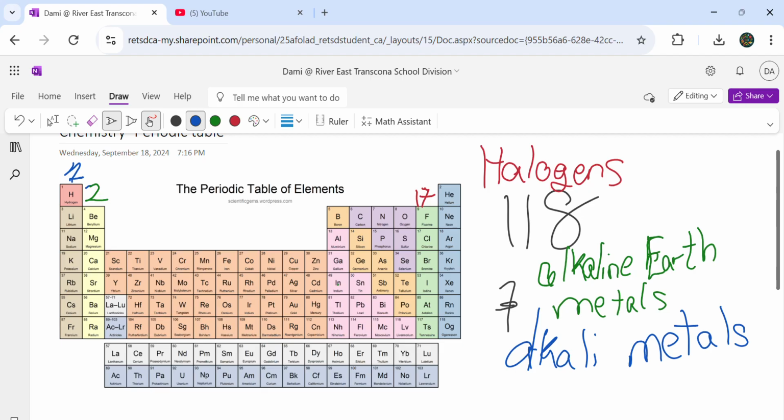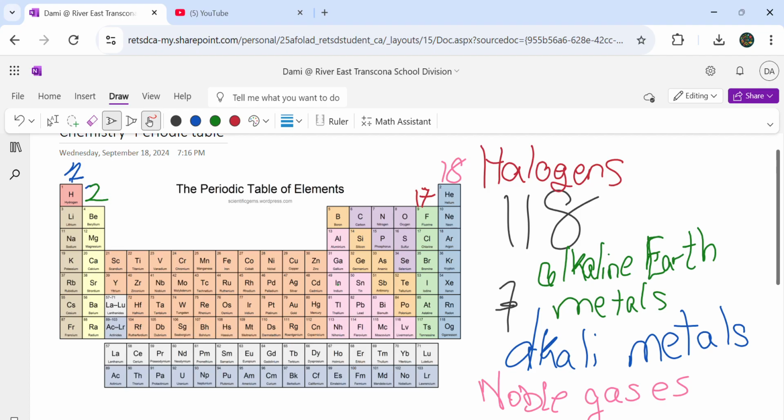Then we have the noble gases. So these gases are non-reactive because they already have a full shell. They can't give or take, because they all have a full outer shell of 8 electrons, except helium, which has 2.